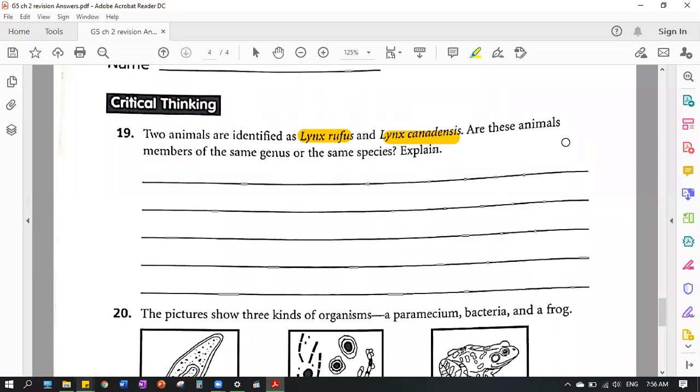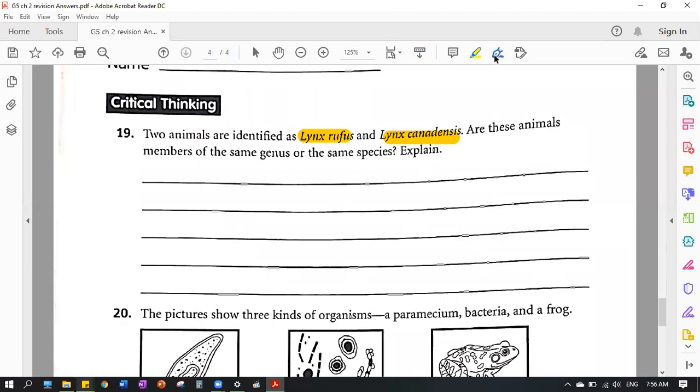Miss, we print the homework like this. Well, if you wanted to do it on the computer and send it to me, you should have done that. It's not in the book, right? No, guys. This is not your book, actually. This is my book. I got these questions from my book, so you will not find it in your book, okay? So both animals are members of the same genus, okay?